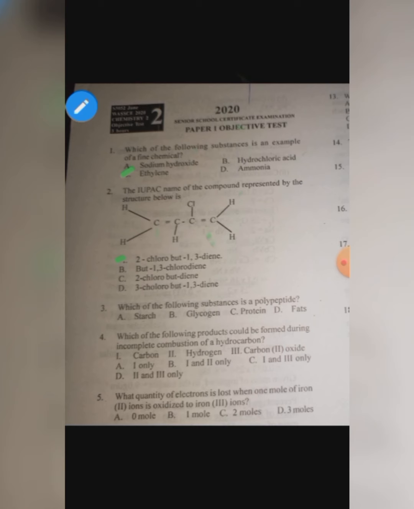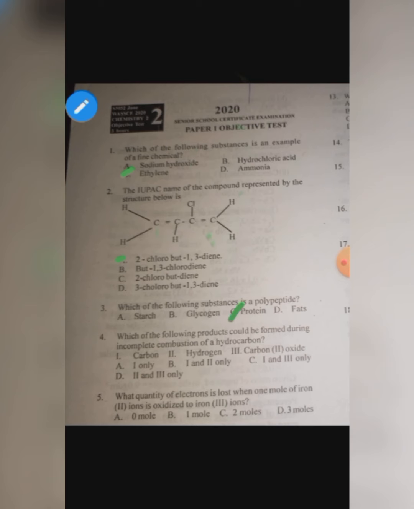So question 3 says, which of the following substances is a polypeptide? What are peptides? Peptides are amino acids. And what are amino acids? They are building blocks of protein. So of course, you should know the answer already. Poly means many peptides. Monomers come together to form polymers. So plenty amino acids come together to form polypeptides. And polypeptides are protein. So our answer is C, protein.